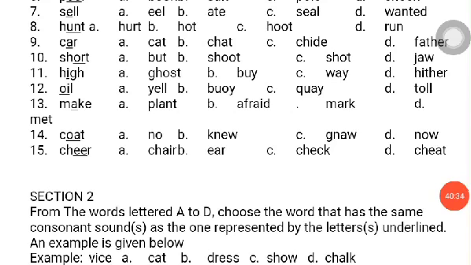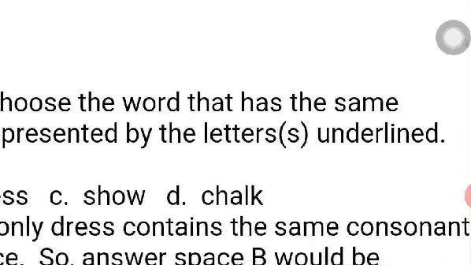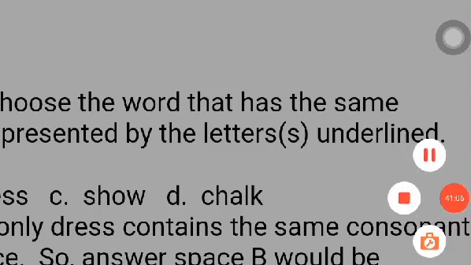So good. Let's quickly go back to our questions and see what the next question will be. Now we have number 11, H-I-G-H, and option A is G-H-O-S-T, option B is B-U-Y, option C is W-A-Y, and option D is H-I-T-H-E-R. So we're going to our marker board of answers and explanation. Sorry about the enlargement. Let's quickly go there.